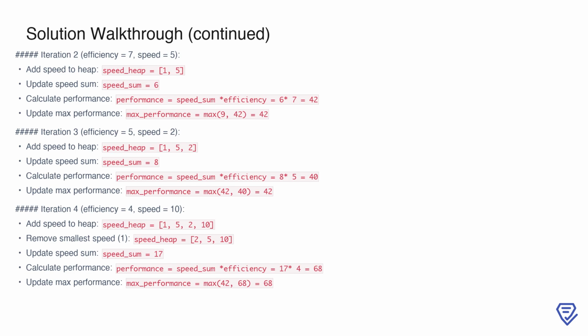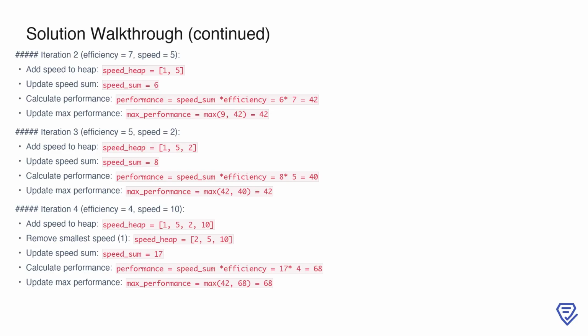Next, we move to the engineer with efficiency 7 and speed 5. We add their speed to the heap and update the speed sum, bringing it to 6. The performance is then calculated as 6 multiplied by 7, giving us 42. This is higher than the previous maximum, so we update our maximum performance to 42.